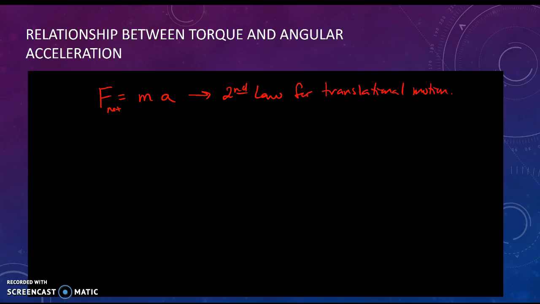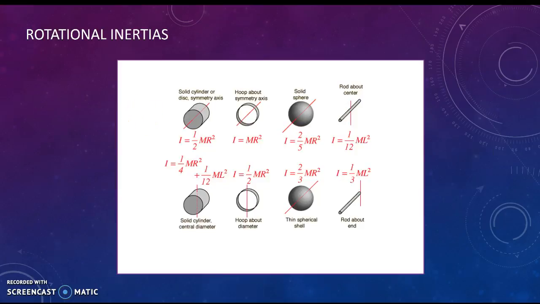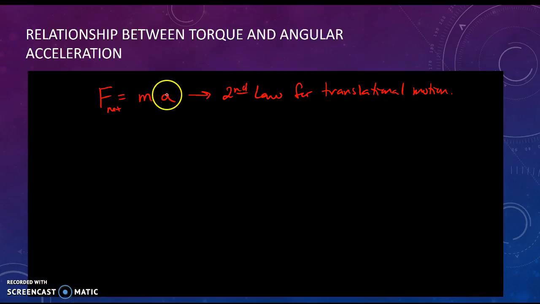It should come as no surprise to you that there's an equivalent expression for rotational motion, because this tells us how we can cause acceleration. So acceleration is a change in translational motion, it's a change in velocity. And what this says is that we have to apply a net force in order to cause acceleration. And for rotational motion, the equation says that we have to provide a net torque.